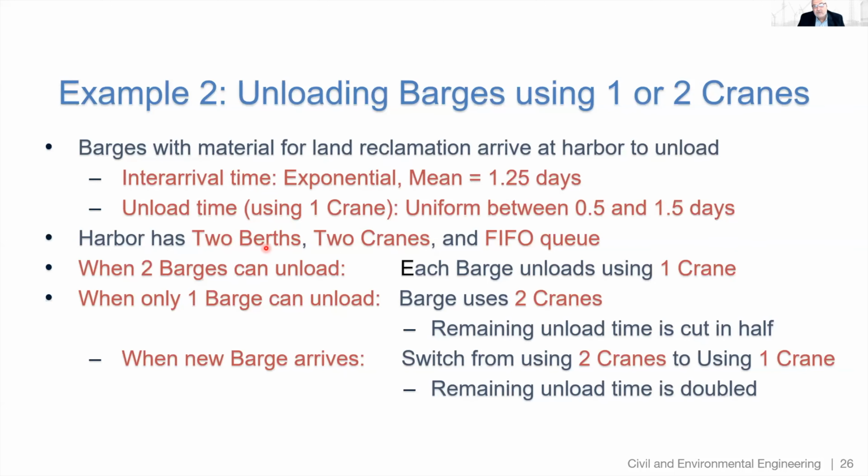And the harbor has 2 berths and 2 cranes and a FIFO queue if we have too many barges wanting to unload. When 2 barges can unload, each barge unloads using 1 crane. And when only 1 barge can unload, it can switch to using 2 cranes, and its remaining unload time is cut in half. When a new barge arrives, then the barge that was using 2 cranes has to switch from 2 cranes to 1 crane, and its remaining unload time is doubled.